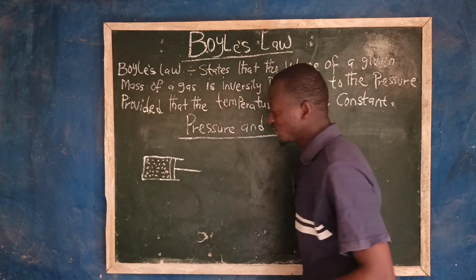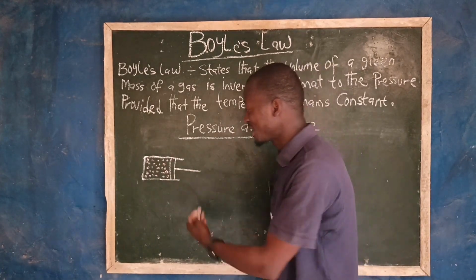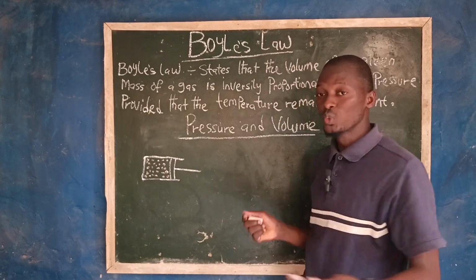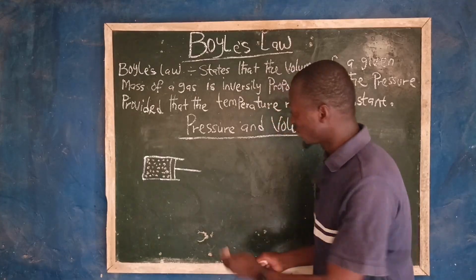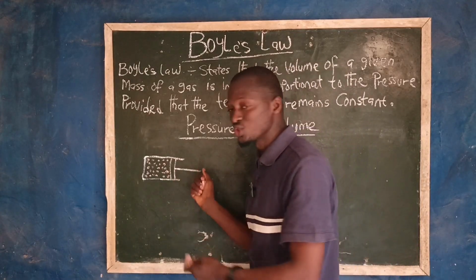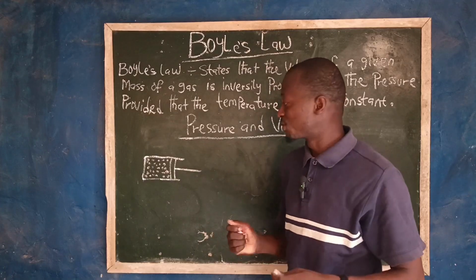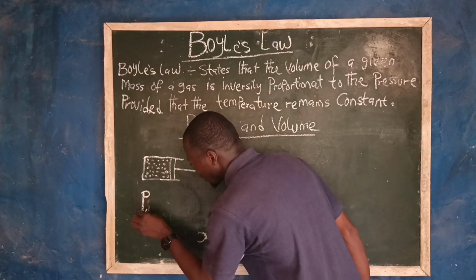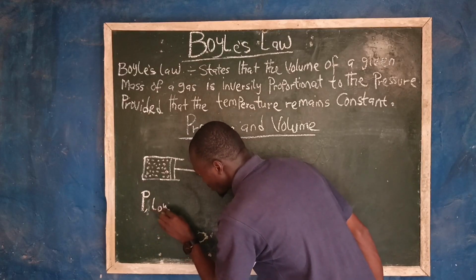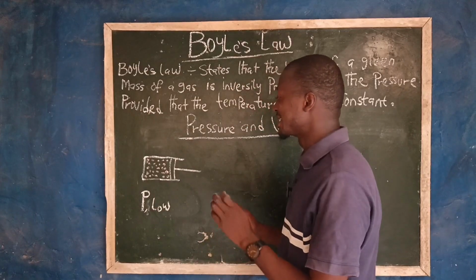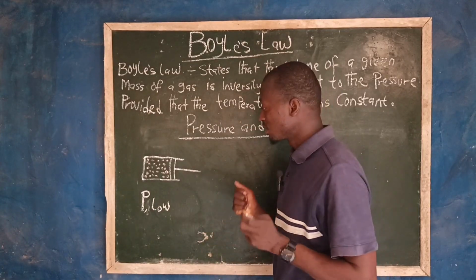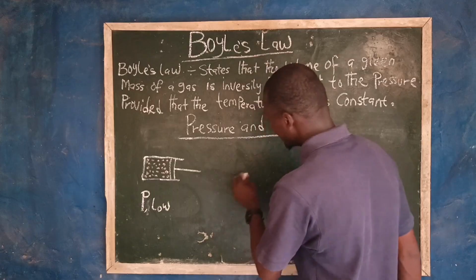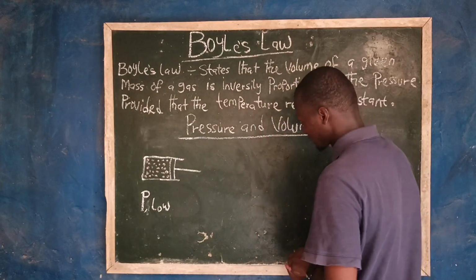Now, if you take a look at this diagram, this is our container, and here is a plunger. Now we are going to look at the relationship between pressure and volume. If you compress this plunger, the pressure is what? The pressure is low. Our P is low because it does not have enough pressure to circulate. And then the next diagram.